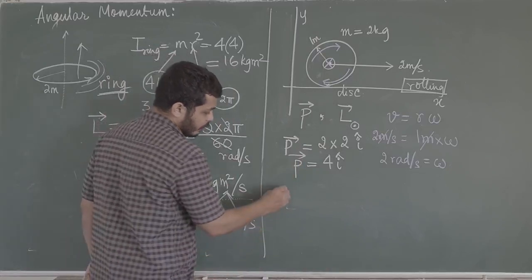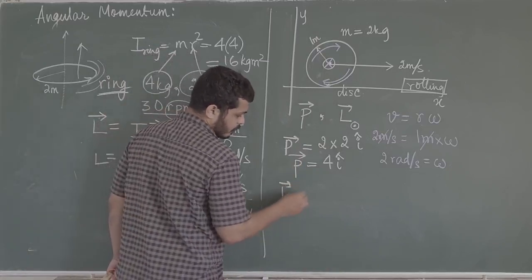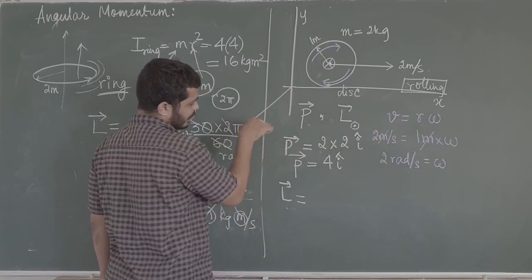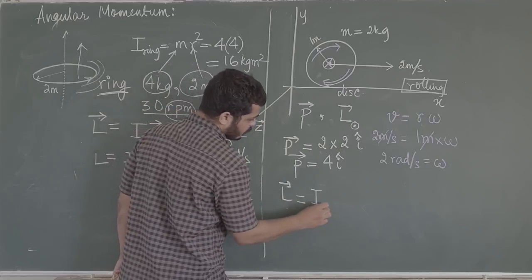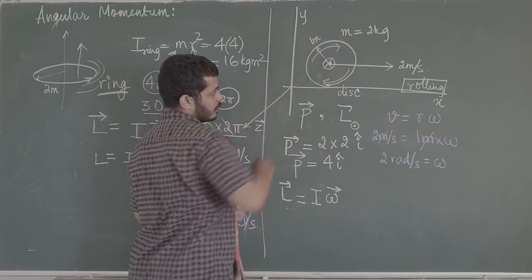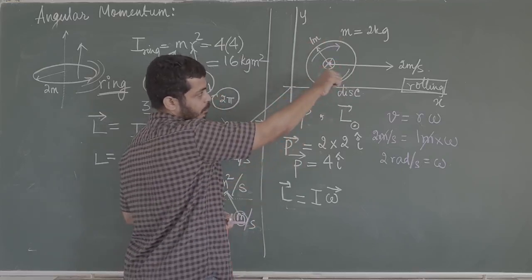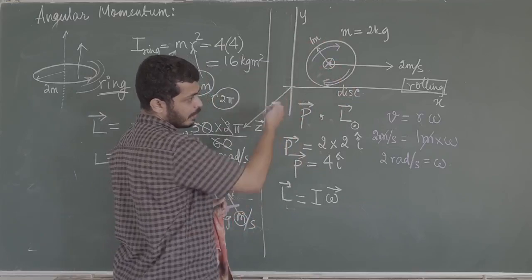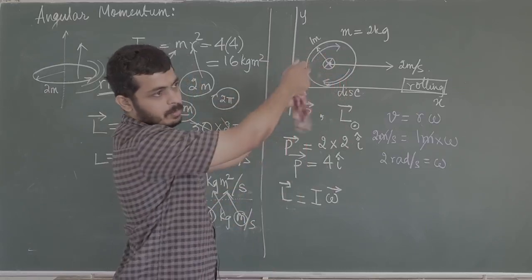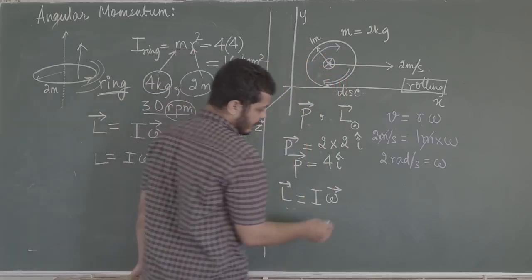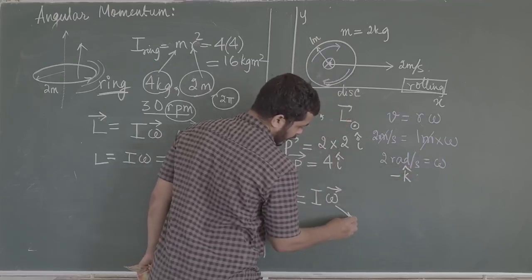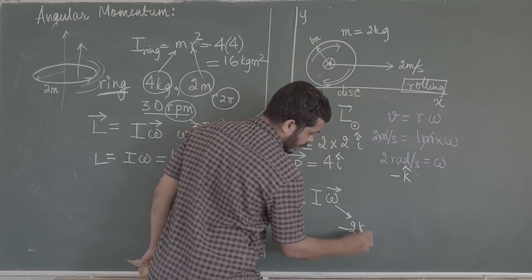So to find out the value of L, you will write L vector. You can write it as a vector. So here this is the Z direction. This is your Z vector, Z direction. So L vector is equal to I times omega vector. Your wheel is rotating like this. This is the direction of rotation. So what is your omega? Your omega is into the plane of the board. So if it was out of the plane of the board in this direction, that would have been plus Z. In the inward direction, this will be minus Z. So minus Z is minus K. So your omega vector is first of all minus k. So the value of omega over here is minus 2k.